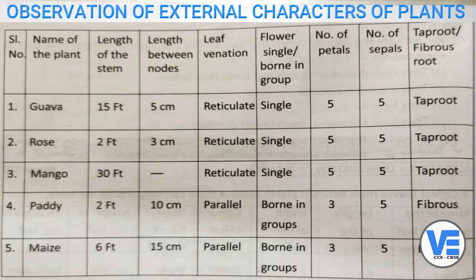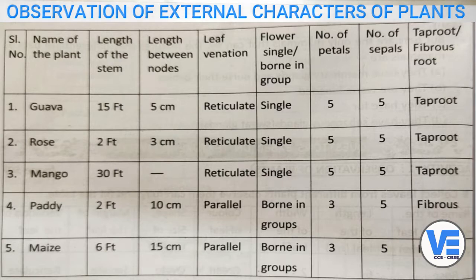It completely varies. And when you take the leaf, when you check the venation of the leaf, guava, rose and mango, these 3 have the reticulate venation. When you check the paddy and maize, they have the parallel venation.